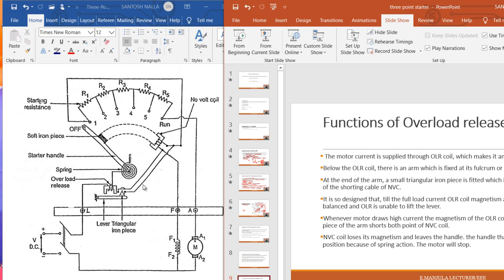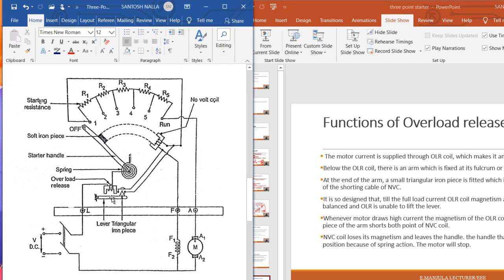Function of overload release. Yes, here we have an overload release. So we will see the function of this coil now. The motor current is supplied through the OLR coil, that is the overload relay coil, which makes it an electromagnet. So when the current is moving like this, it will energize. Below the OLR coil, there is an arm which is fixed at the fulcrum, lying horizontal.